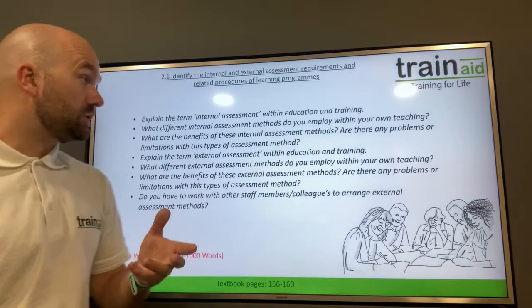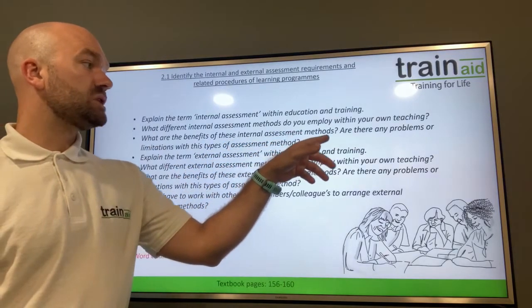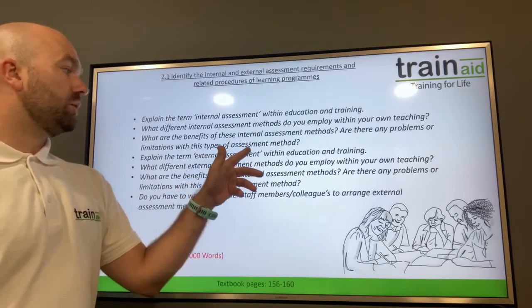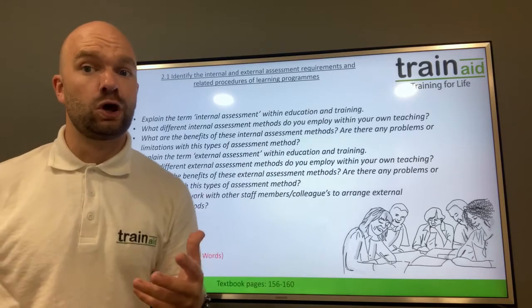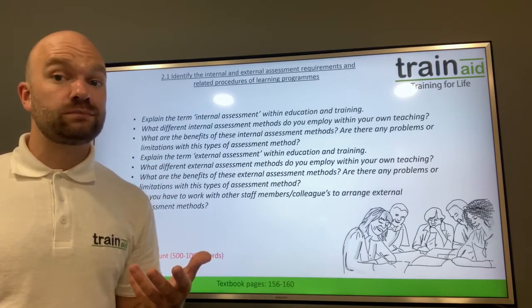What has worked for you? Okay, what are the benefits of these internal assessment methods? Are there any problems or limitations with this type of assessment method? Okay, so there could be some problems there with over assessing your learners perhaps, but think about your own organization. What do they employ?